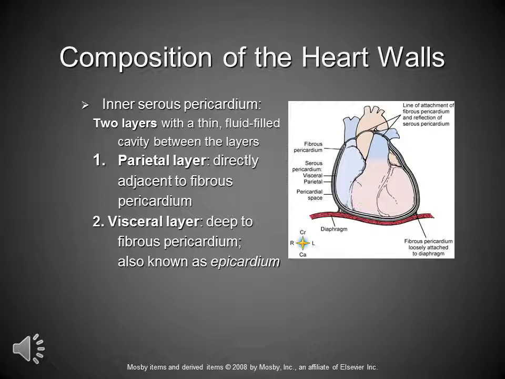The parietal layer directly attaches to, is adjacent to the fibrous pericardium. The visceral layer is deep to the fibrous pericardium and is also known as the epicardium. It lies directly against the heart itself. Epi meaning outside, cardium meaning heart. So we have a parietal and a visceral layer that make up the serous pericardium.